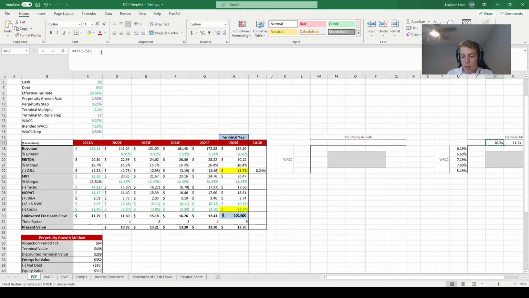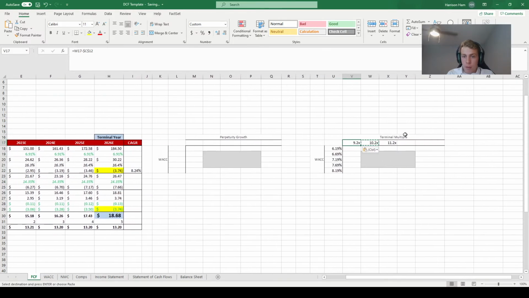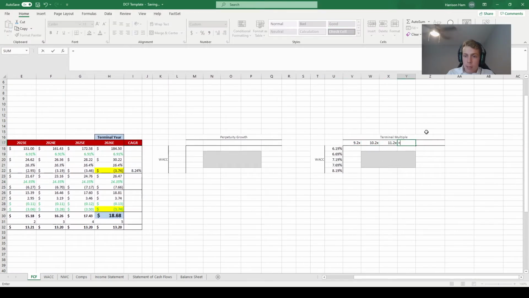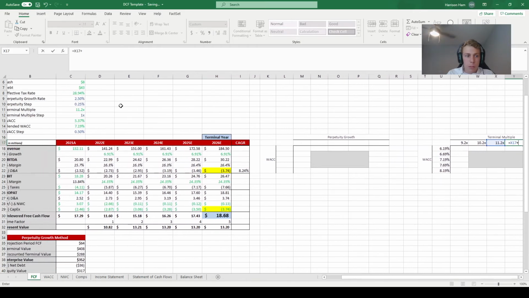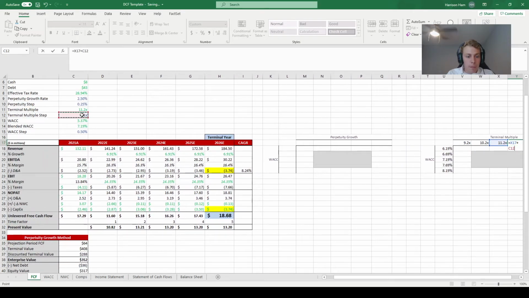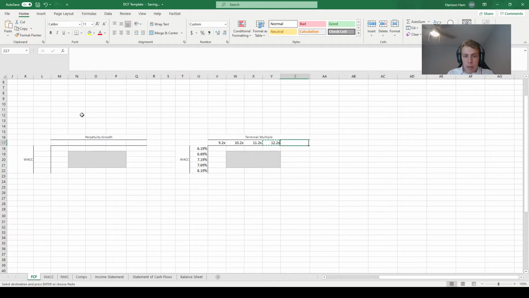And then we're going to copy that and paste it over here. And then now we're going to do the exact same thing, except add the terminal multiple step. And then hit F4 on that, and then copy and paste it over. So now we basically told the table exactly what it's going to change across both the terminal multiples and across the weighted average cost of capital.